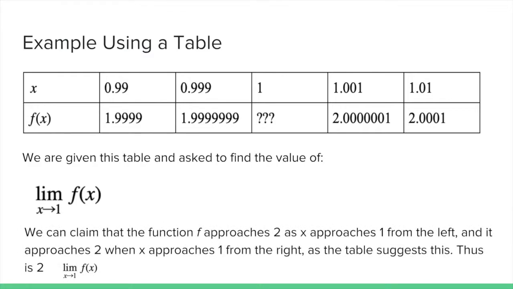So how will we go about doing this? We can take a look at the table and claim that the function f approaches 2 as x approaches 1 from the left. As you can see, as we add more and more 9s to 0.99, the number on the left, 1.999 and 1.9999, gets larger and larger, and it goes towards 2. And when x approaches 1 from the right, the same thing happens. The numbers slowly reduce, getting closer and closer to 2. So you can claim that the limit from the left is 2, and the limit from the right is also 2. And by our definition of a limit that we just developed in the last slide, you can say that the value of the limit as x approaches 1 of f of x is 2.